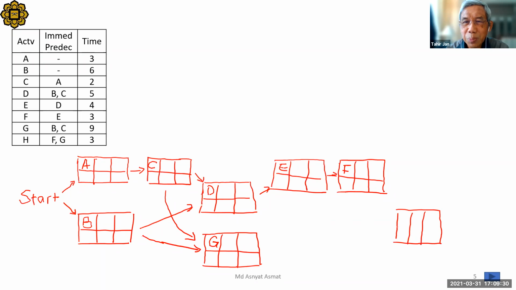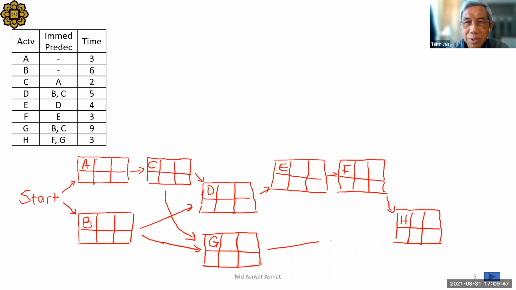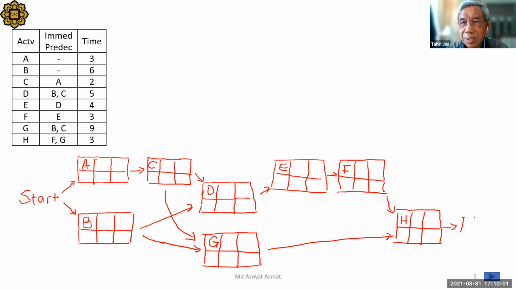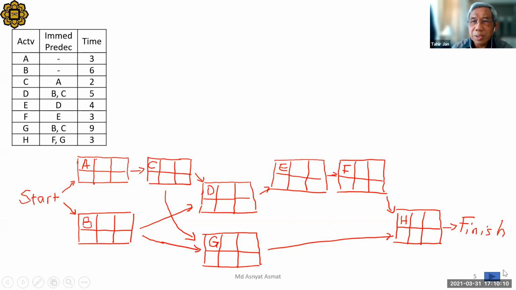I hope I have enough space to write the numbers. So H is after F and G. And after G, then any more? No more, right? So yes, no more. We end to finish. Yes, finish. Okay. Now you answer question 1.